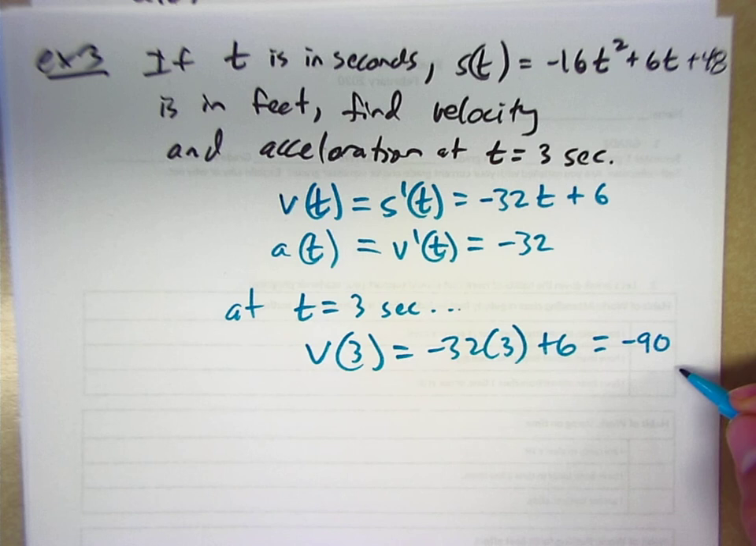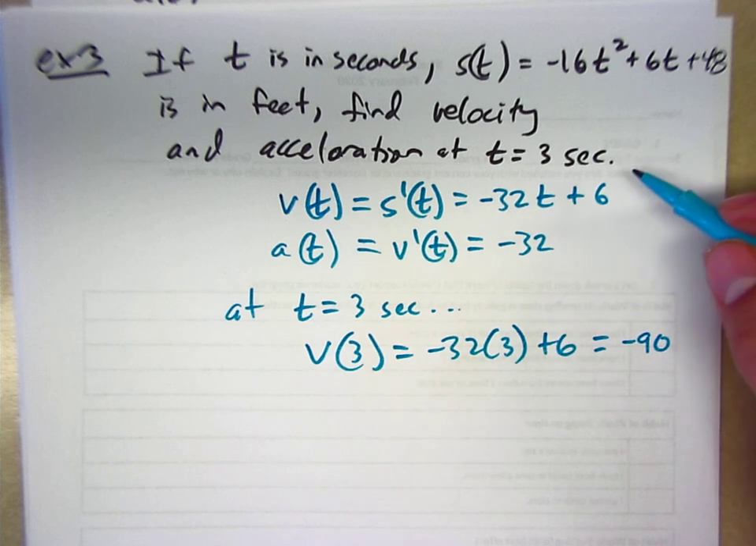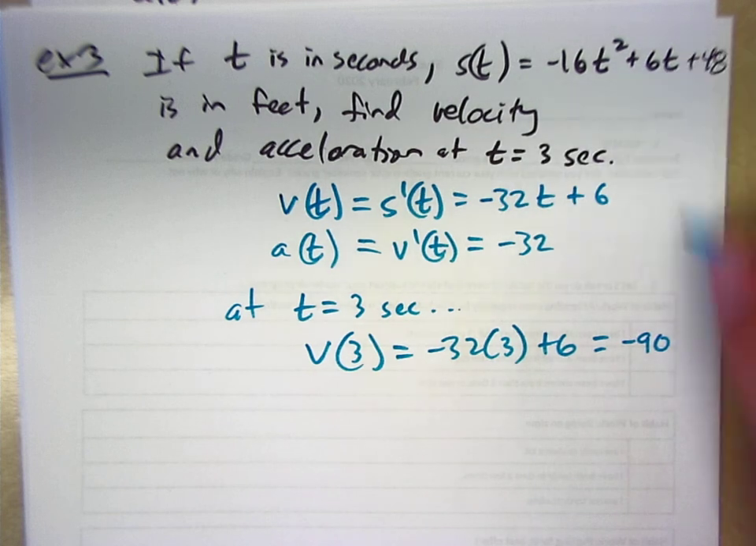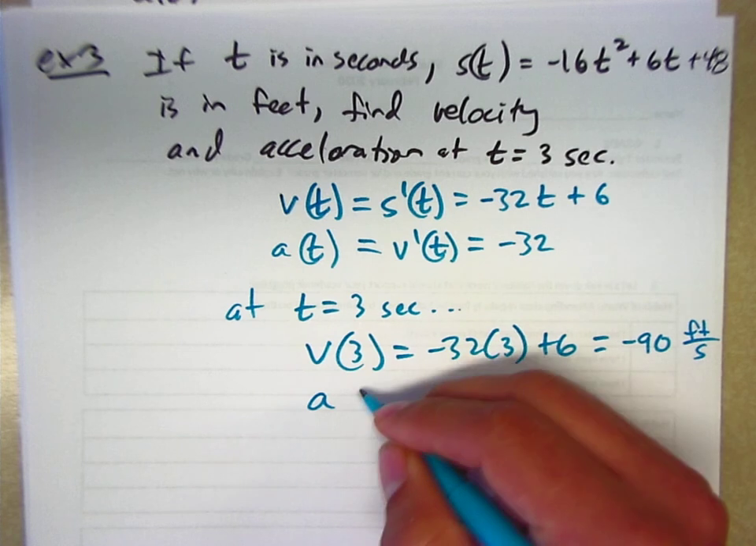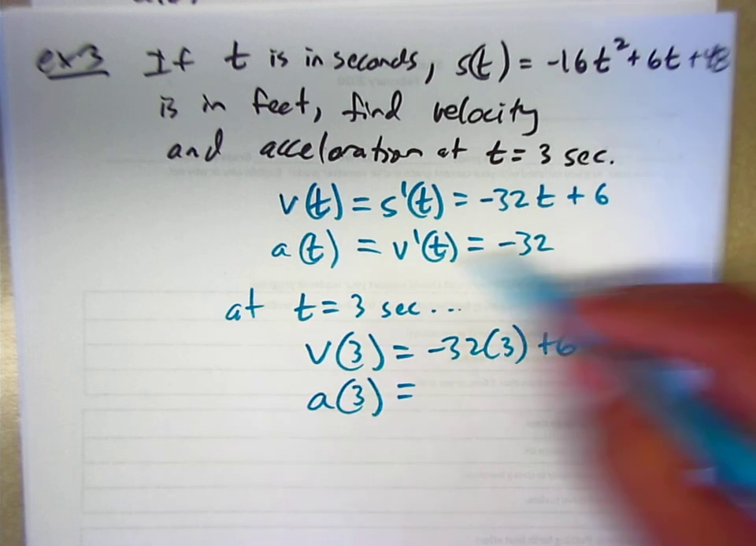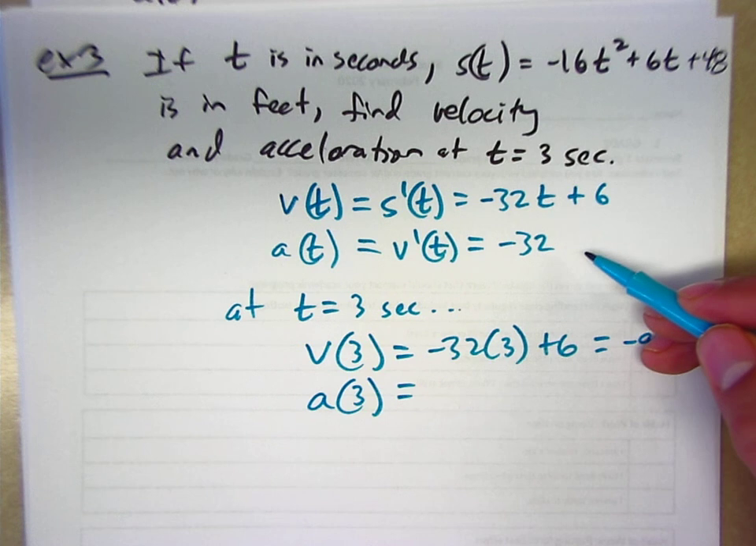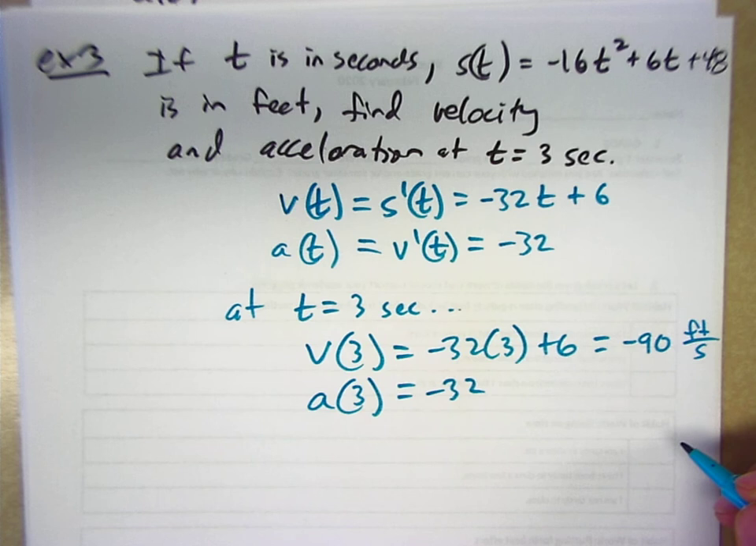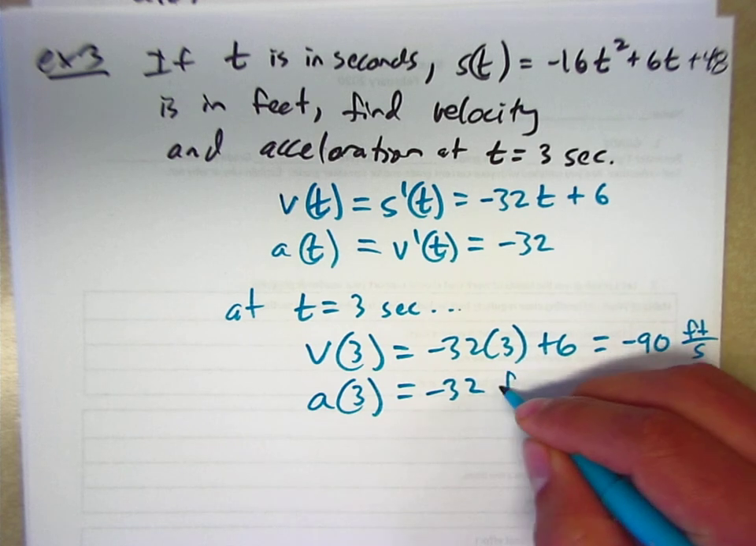And please make sure you're always including units when there's units involved. An AP exam is going to be loaded with units everywhere, and you got to make sure you convince the graders that you understand how this is all related. This is a velocity, so this is feet per second. Acceleration, well, according to what I just calculated up here, the acceleration is always negative 32. So it's negative 32 feet per second squared.